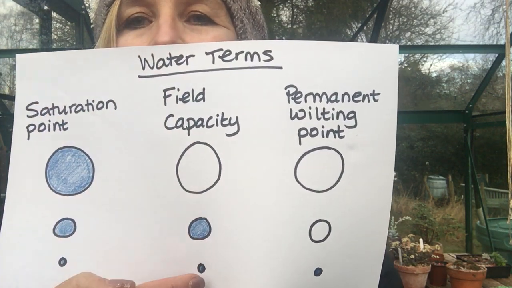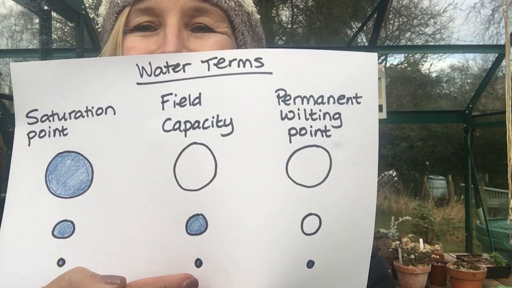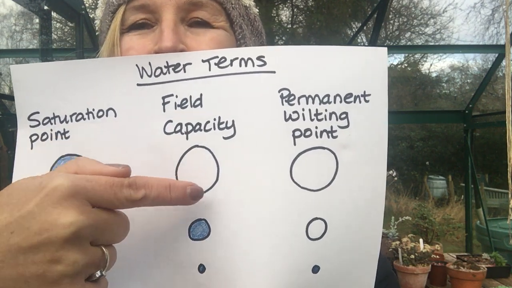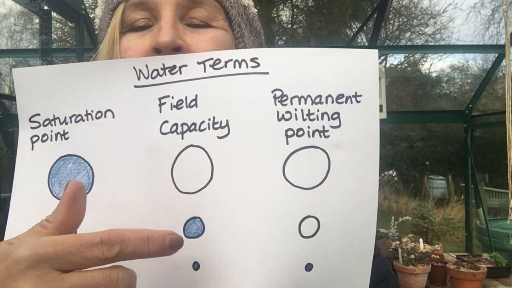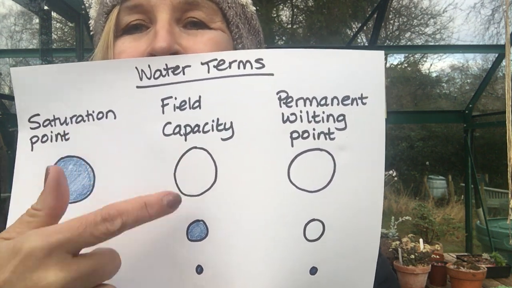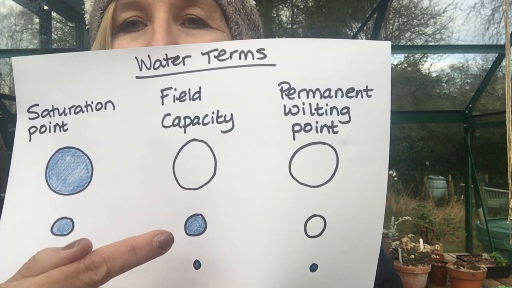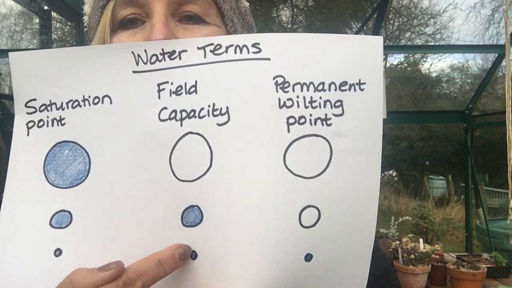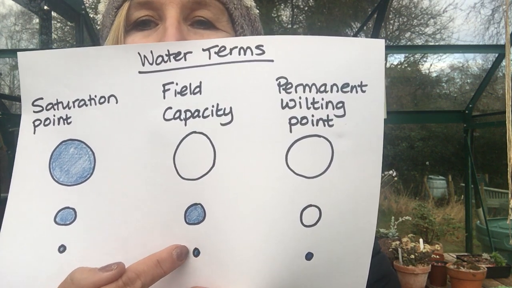Field capacity is your kind of Goldilocks of water retention. Your macropores have drained and they'll be full of oxygen for healthy root growth and respiration. And there's water in the mesopores, which can be easily taken up by the roots, and there will be still water in those micropores, which will not be available.